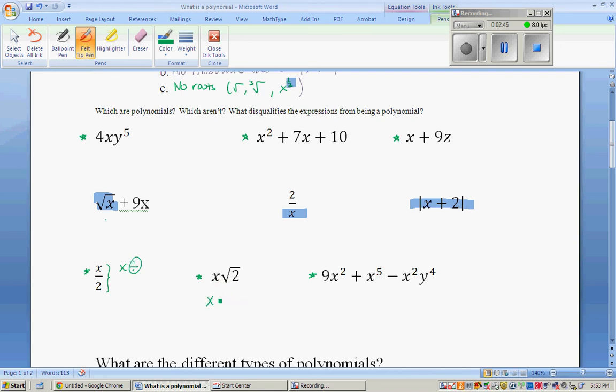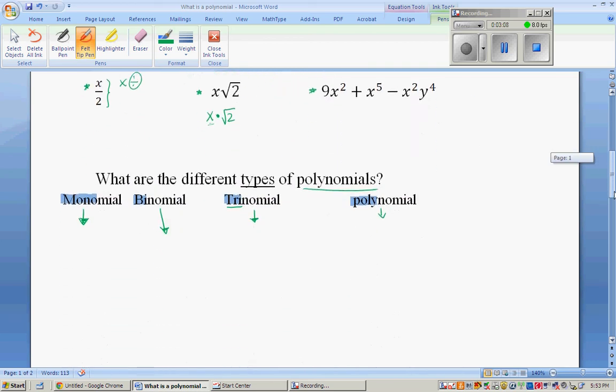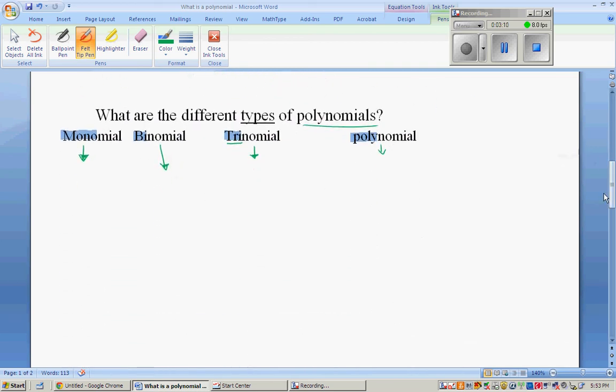This is also okay because you took x and you multiplied it times a number. Granted, square root of 2 is a gross number, but you're still allowed to do that. You aren't allowed to take the square root of x, but you are allowed to multiply x times anything you want. And the last one is perfectly fine.